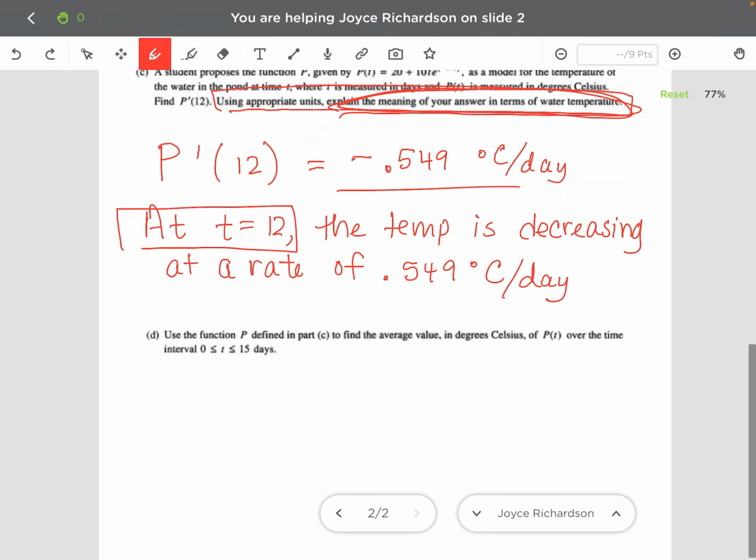Okay, same thing here, average value. All they want, average value, 1/15 times the integral from 0 to 15 of P of T dt. Lord have mercy on your soul if you're going to try and integrate that by hand. Don't do it. Go to your calculator and calculate that with N int or Fn int, okay? And you end up with 25.757 degrees Celsius, okay? Let me know if you have any other questions.